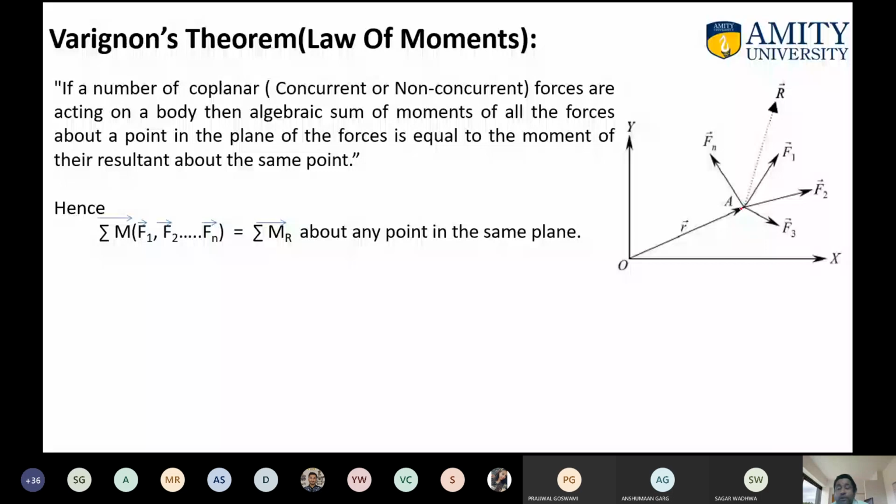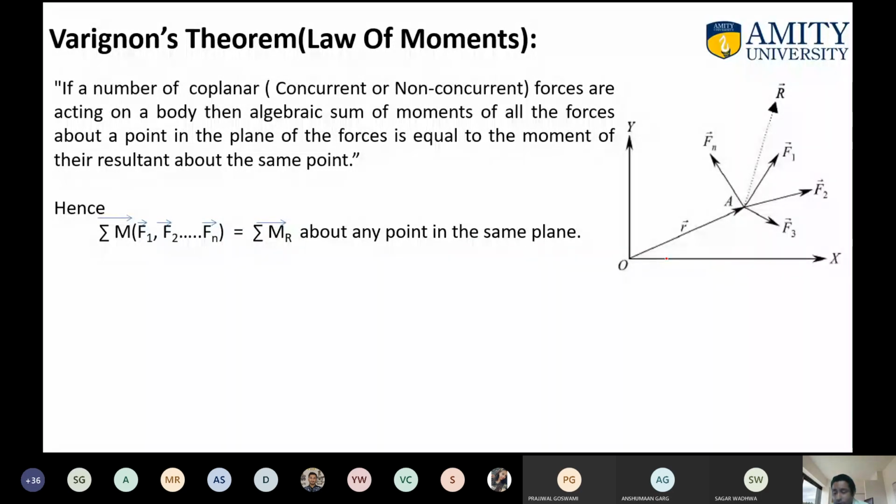So let us say the resultant of all these forces F1, F2, F3, F4 up to Fn is capital R. This is the resultant. So hence summation of moment, we have just written moment here, we have not written the formula part. Okay, that's why there is no multiplication of R here. Summation of moment of F1, F2 up to Fn should be equal to summation of moment of R. R is the resultant force of all the forces. So about any point in the same plane. So this is the same plane and this is the same point here, O. So this is the definition.